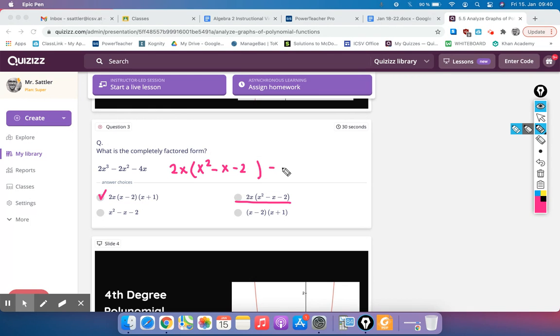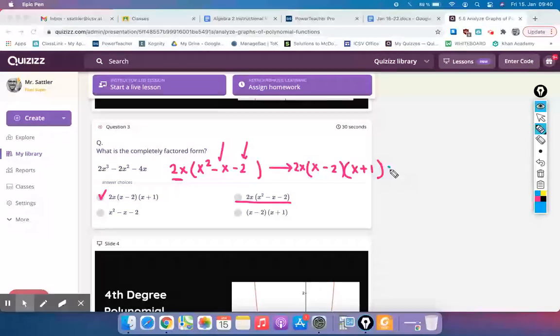We can go one step further and factor this trinomial into binomials. So x times x is x squared, and then two numbers that multiply to get -2 and add to get -1 would be -2 and +1. And this 2x has to stay on the front. Okay, and then from there we can see the x-intercepts.